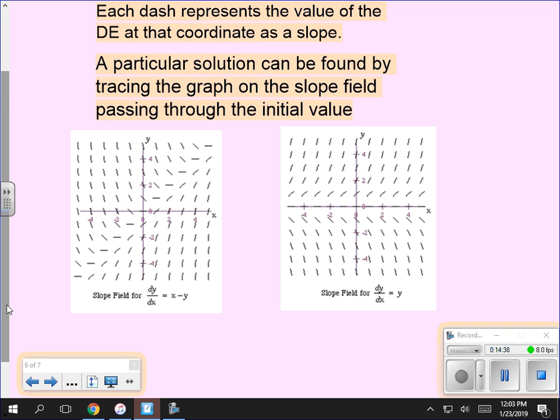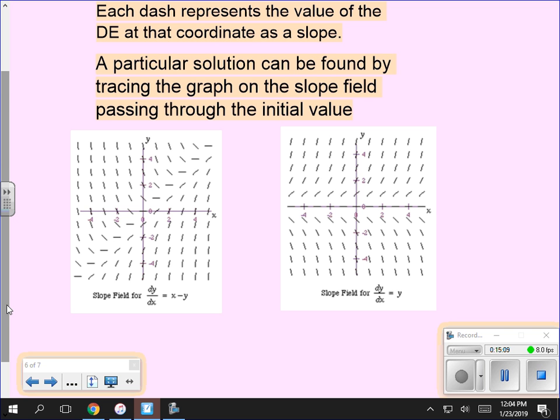The first one is dy/dx equals x minus y. The second one is dy/dx equals y. Those are actually doable. Well, the second one is doable by hand, taking the antiderivative. The first one, not really so much. I'm not sure I could. That would be a really tough one to do. There are rules for doing x minus y, and we will learn how to do this one in a couple of weeks.